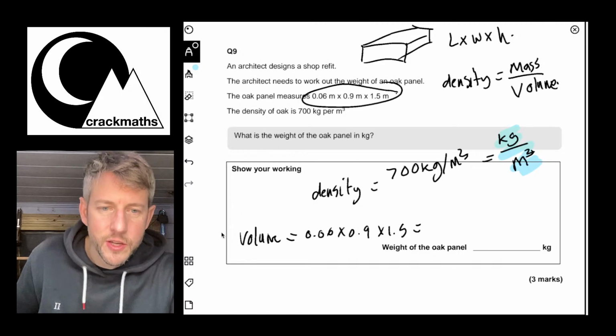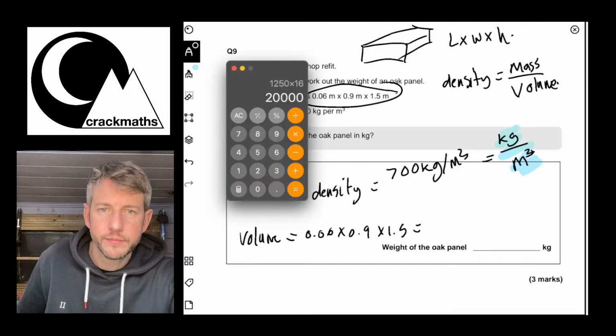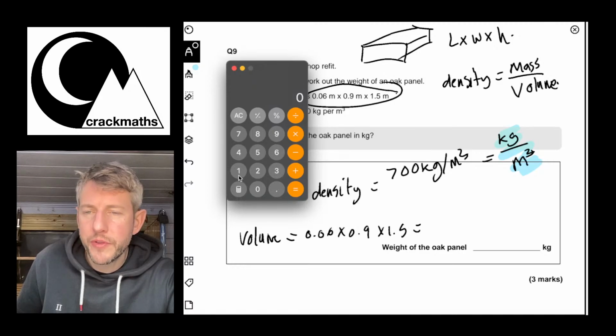Okay, so let's do that on the calculator. So here we go, we've got 0.06 times 0.9 times 1.5.